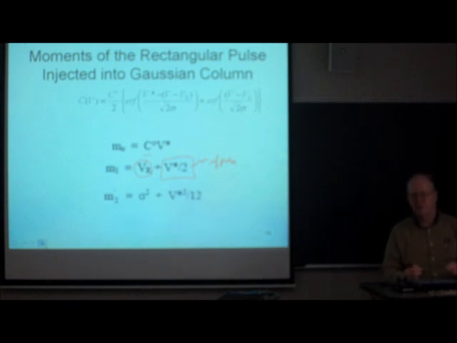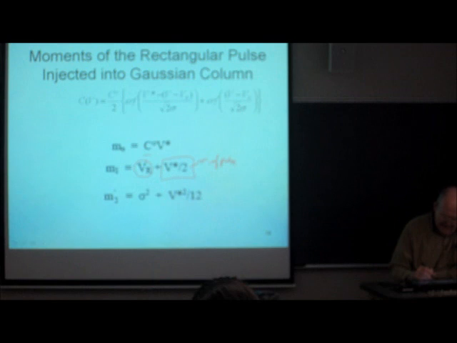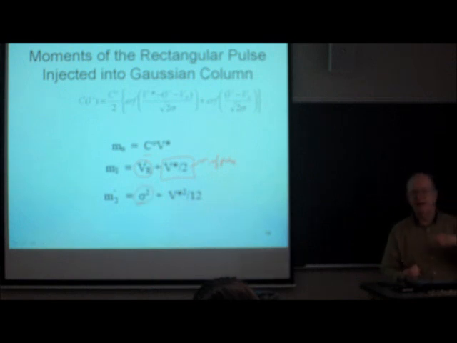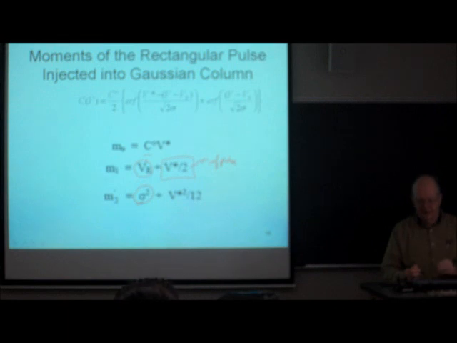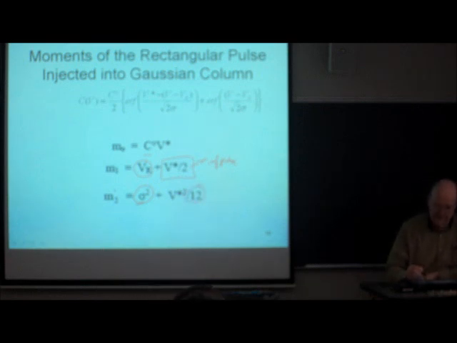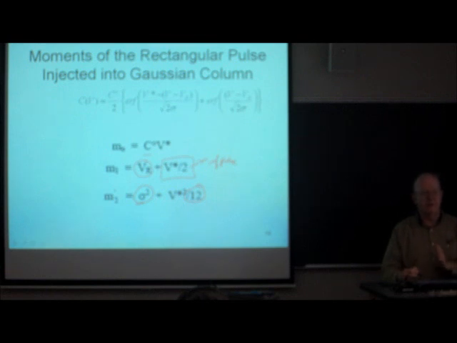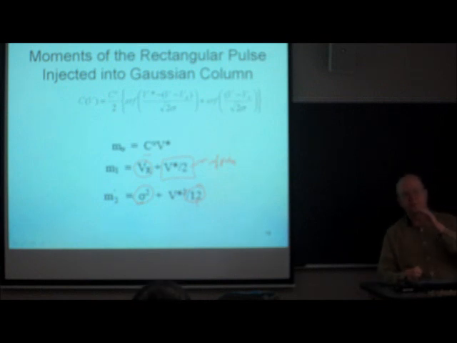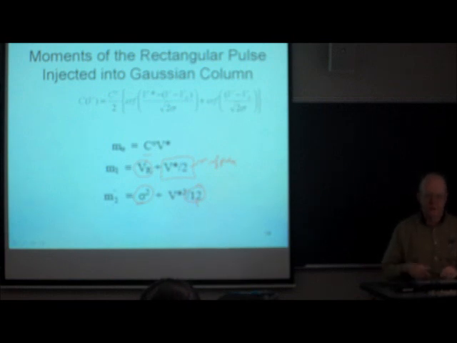The second central moment is the sigma squared of the Gaussian, that is the sigma squared of the column, plus V star squared divided by 12. And that's not an approximation. It's exactly 12. 12.0000. This turns out to be the second central moment of just a pulse. What this is saying is that the moments are additive characteristics of the underlying distribution.